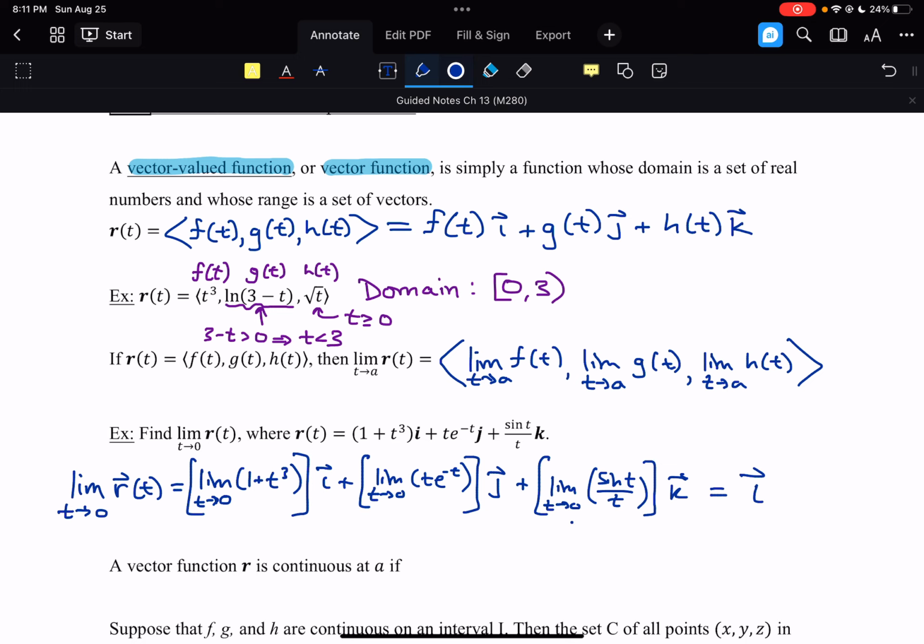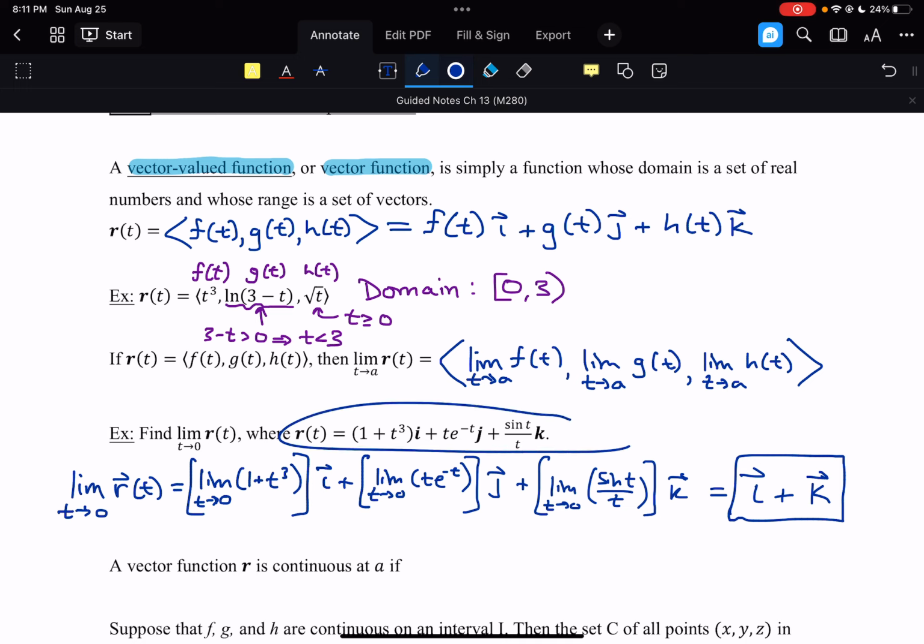This is kind of a special limit that you learn in Calc 1, usually once. So if t is approaching 0 and the input of the sine matches the denominator like this, the limit goes to 1. So we end up getting 1k, or just k. So we end up with i plus k as the value of that limit.